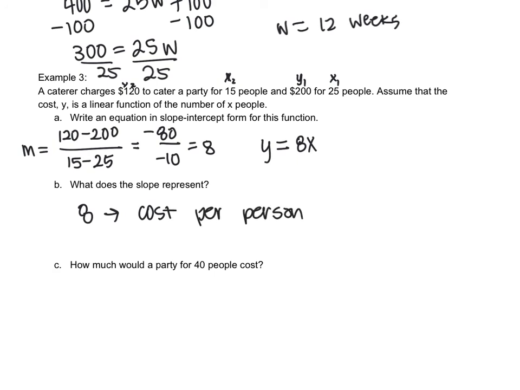We want to know how much a party for 40 people would cost. So y equals 8 times 40. 8 times 40, it would cost $320.